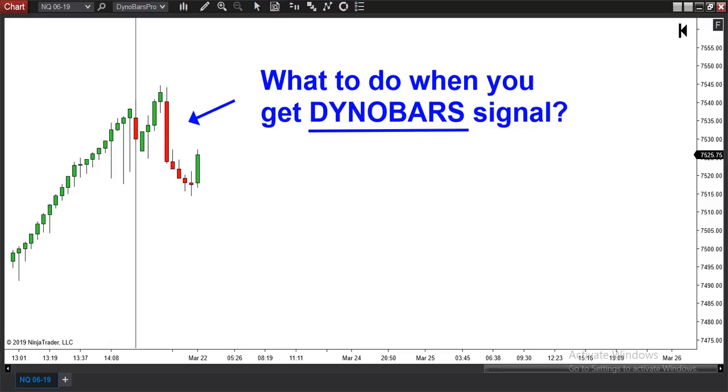So the question I'm going to try to answer in this video is, what exactly do you do when you get a dyno signal bar? I'll just go ahead and put an arrow on it. The first red bar after any green is a dyno signal bar, and that is considered a potential short signal. That's your clue: hey, boss man, it's time to go short. But you can't just rush in and try to short the market.